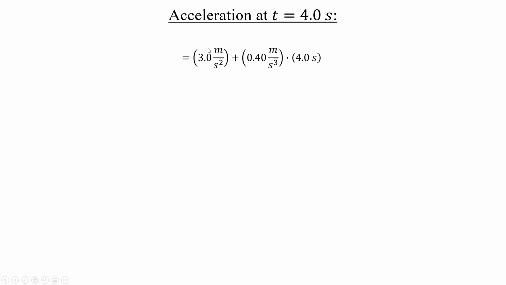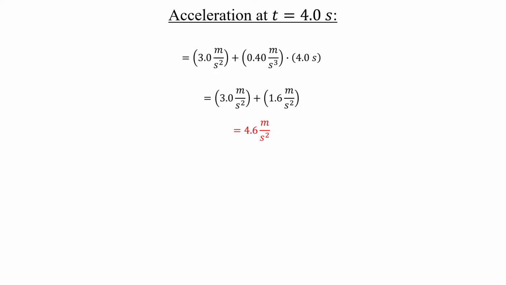So, obviously, the multiplication of 0.40 and 4.0 is rather straightforward. But do notice that we are taking a second unit in the numerator and multiplying it by 3 units of seconds in the denominator. So it will cancel one of the units off in the denominator, so we'll end up with meters per second squared as the final units in the second chunk here. And both of these have the same units now, so we can add them together, and here's what we get.